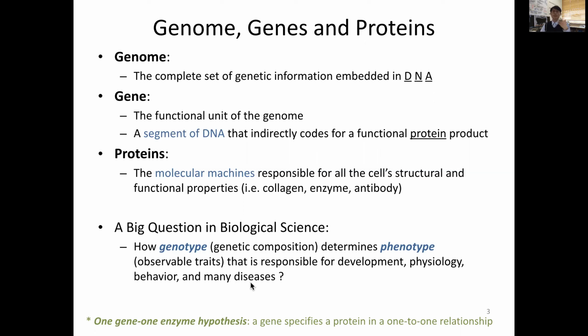In the beginning, people proposed that one gene will produce one enzyme or one protein. So it's the one gene, one enzyme hypothesis. That means a gene specifies a protein in a one-to-one relationship. While this turned out to be not completely true, it provides us a very good idea. So how many genes are in our body? The number of genes in the DNA, and each gene will encode one functional protein.